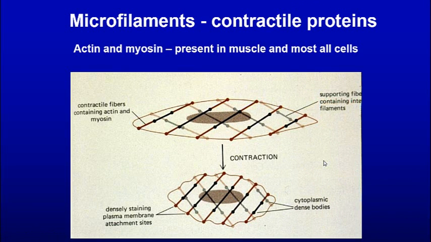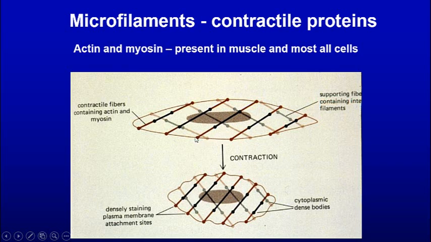So microfilaments are contractile proteins, actin and myosin, present in muscle cells. Almost all cells have actin and myosin. Actin is very conserved, and it's found widely in animal life forms. And here we see smooth muscle cells, and we have actin in smooth muscle cells. There are also intermediate filaments here. The darker ones are the intermediate filaments. And then when contraction occurs, the actin filaments actually get smaller. The intermediate filaments stay the same.